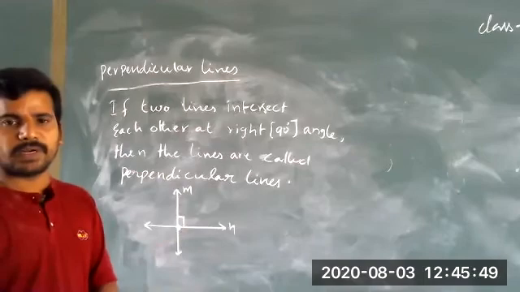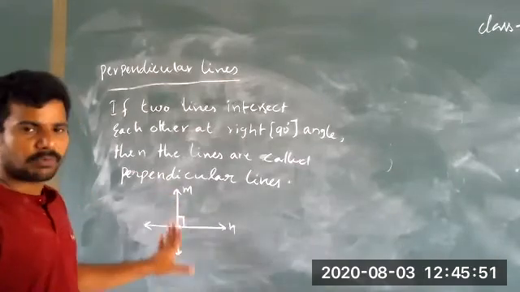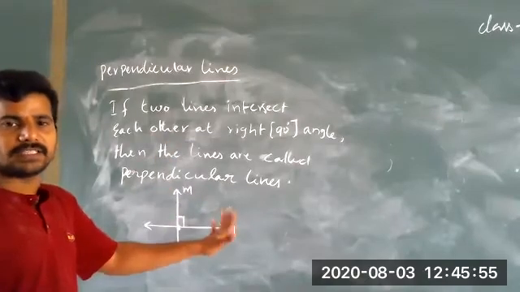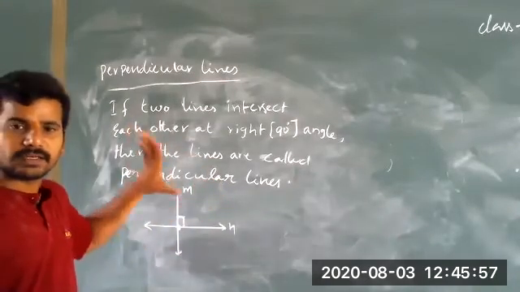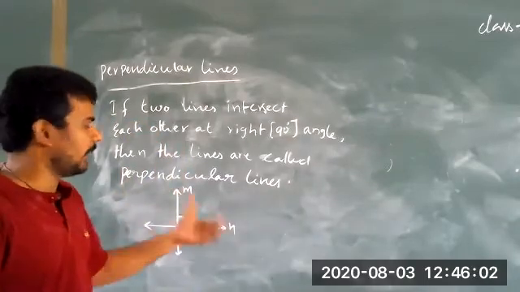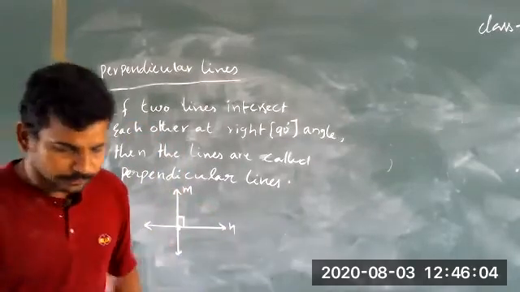Why is it called a perpendicular line? These two lines meet at one point, and here one angle is formed. That angle is exactly 90 degrees. So you have to say that the lines are called perpendicular lines. M and N are perpendicular lines.